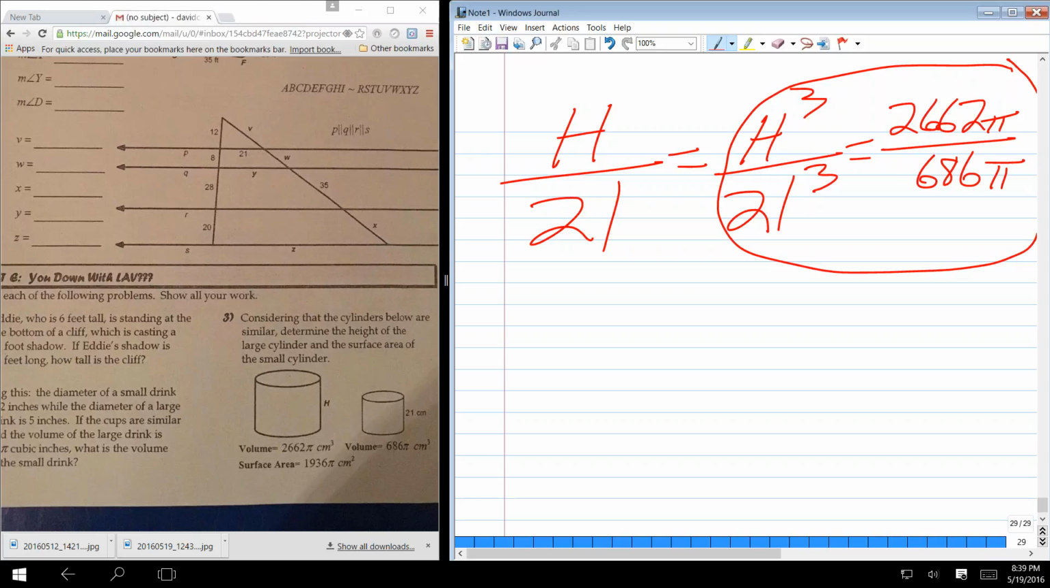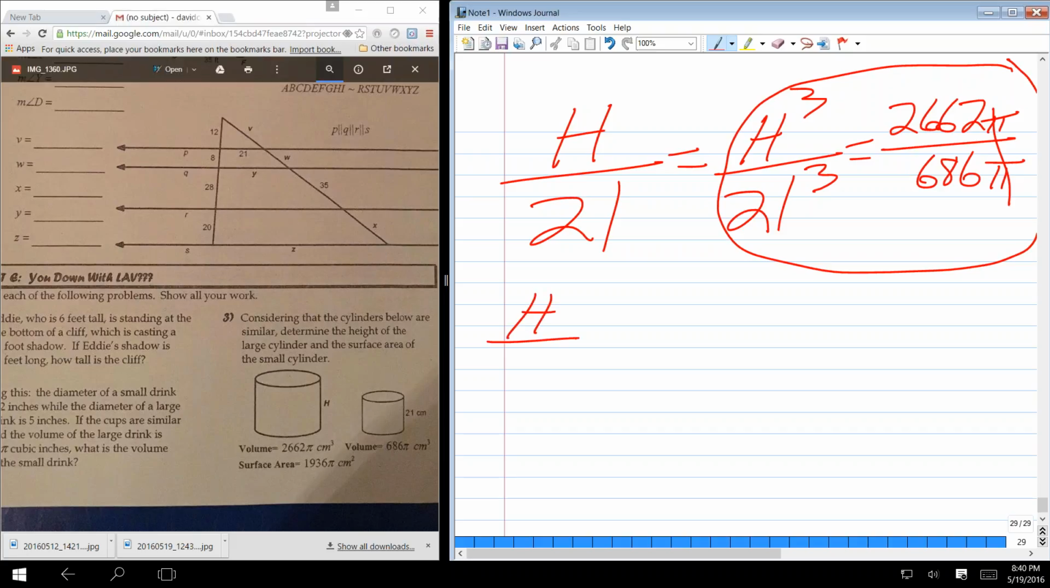It's not particularly easy. You're going to have to take the cube root. You can certainly cancel the pi's, multiply both sides by 21 cubed, and then take the cube root of whatever number that is, and that will give you h. Okay? Now, let's talk surface area.